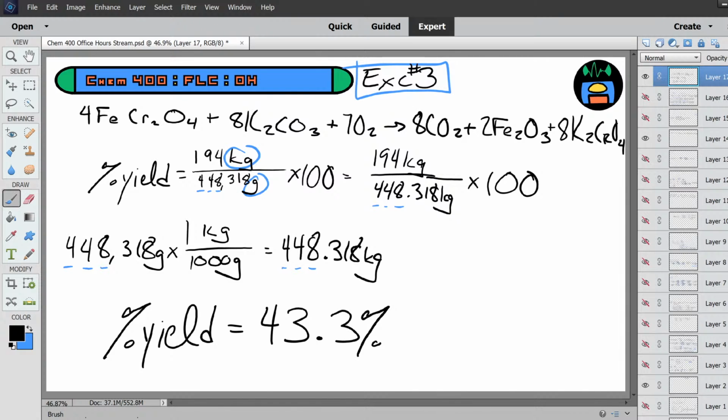All right, so that is how you do that problem. It's long. There's some extra unit conversion steps because of the use of kilograms, but that's how you do it.